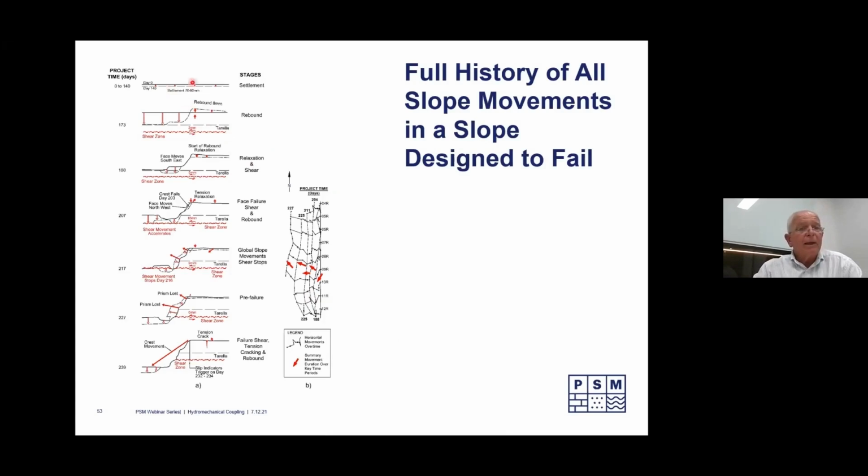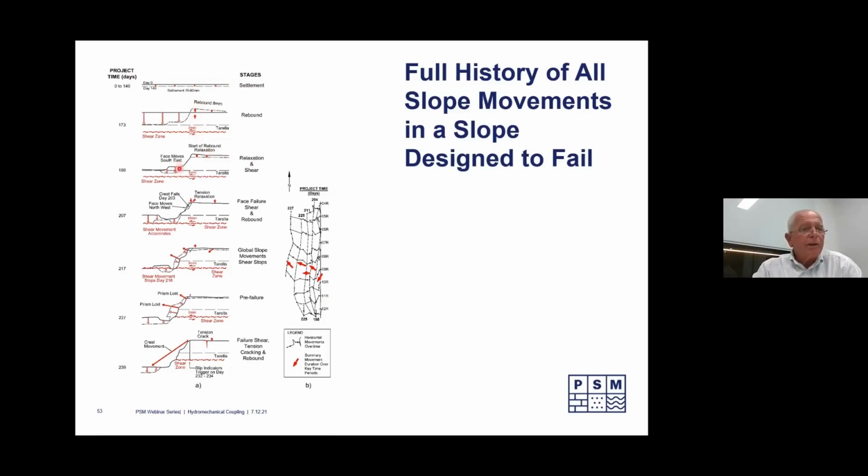We're going to look at the movements that happened in plan and section, starting on the left-hand side. So first off, we dewatered the material for a long period of 140 days, and the whole of the ground settled. Then we did some excavation, as shown here, and we had rebound. The ground all came up. And there was also some shear taking place below the base of the excavation. It's only small, but it's happening.